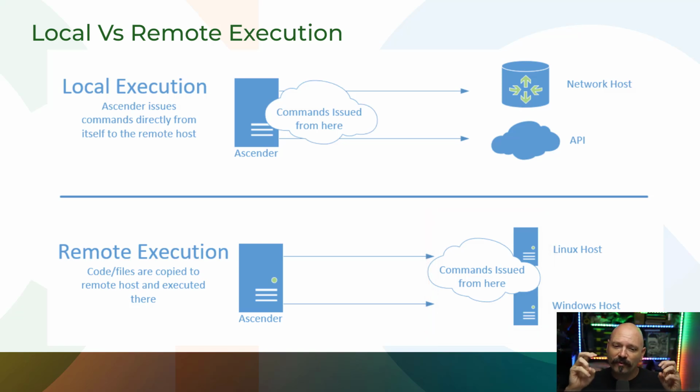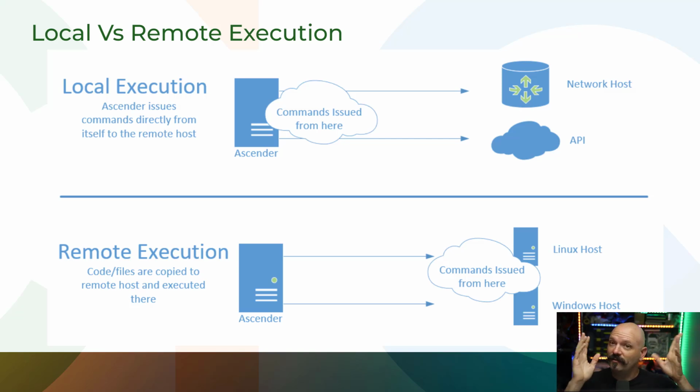Remote is from the perspective of the Ascender server, right? It's pushing that stuff over and executing it over there. Well, a lot of your network elements, I would say probably most of them, don't have the ability to actually execute, say, Python scripts directly on them. And even if they could, the Python versioning might be different, so it'd be a little bit troublesome to keep track of. So for the most part, you're going to be doing what's called local execution.